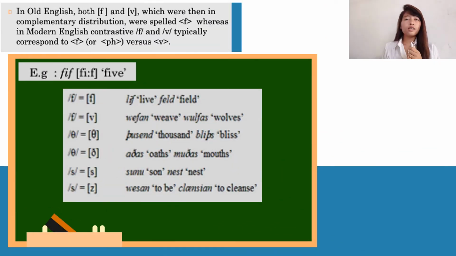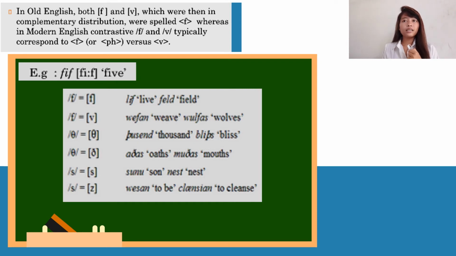The next is, in Old English, both sounds, which were then in complementary distribution, were spelled the same, whereas in modern English, they typically correspond to f or v, p versus v. We also provide some examples in our PowerPoint.